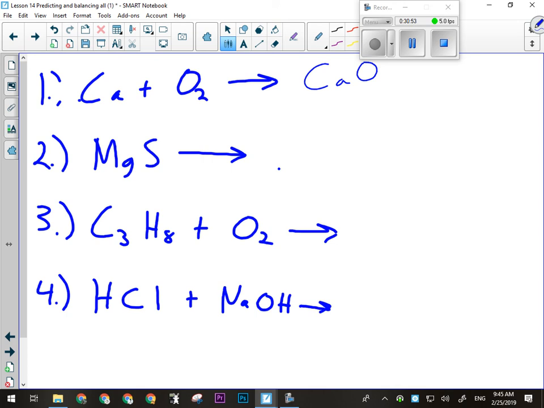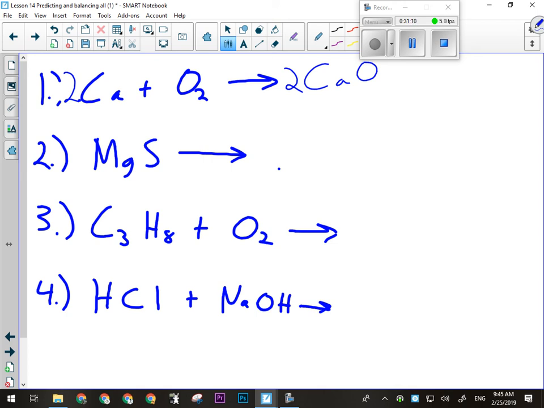Now what I need to do is balance the whole reaction. I've got 2 oxygens over here. Now I have 2 oxygens on this side, but that gives me 2 calcium. So I need to go back over here and make sure I have 2 calcium, and now I'm done. Questions on number 1?